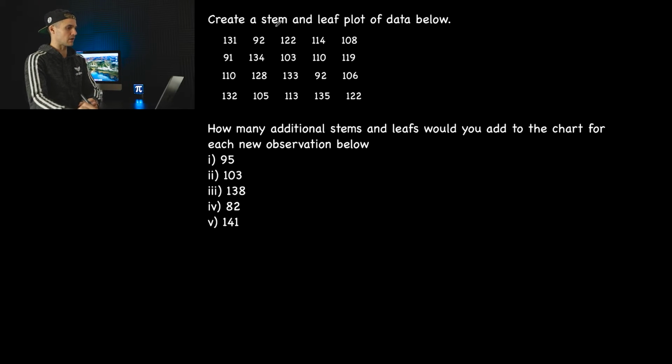Moving on to the next example dealing with statistics. Here we are given a bunch of data, and we have to create a stem and leaf plot of all of these numbers. Then, once we have the stem and leaf plot, we have to state how many additional stems and leaves you would have to add to the chart for each of these new observations below. So if you were adding these numbers into the data, how many new stems and leaves would you have to add? Now, you don't have to write all of this out.